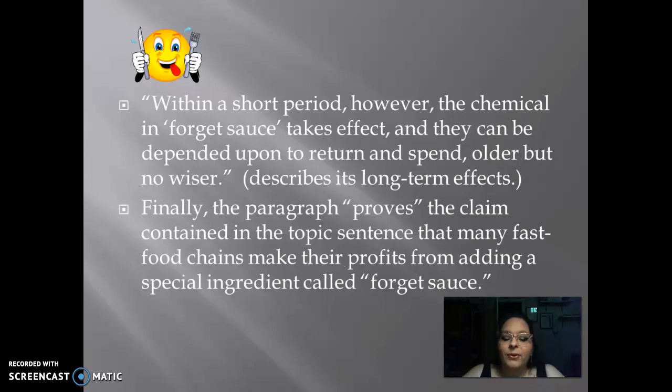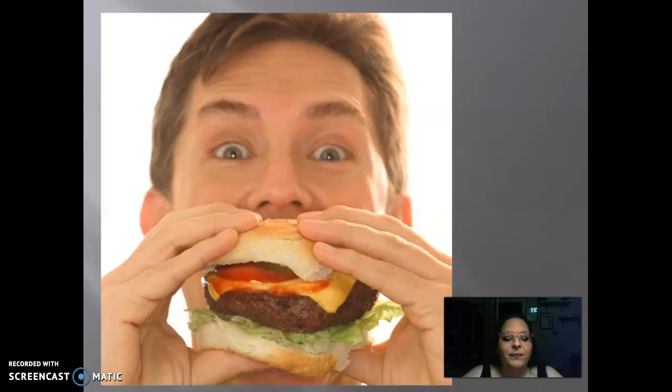Finally, the paragraph proves the claim contained in the topic sentence that many fast food chains make their profits from adding this special ingredient called forget sauce. Blech. So every sentence that followed that topic sentence related, explained, or supported it in some way. If after you've written your paragraph and you've had all that evidence and all that explanation and you read that topic sentence again and it's like not really working, edit it, revise it, fix it.